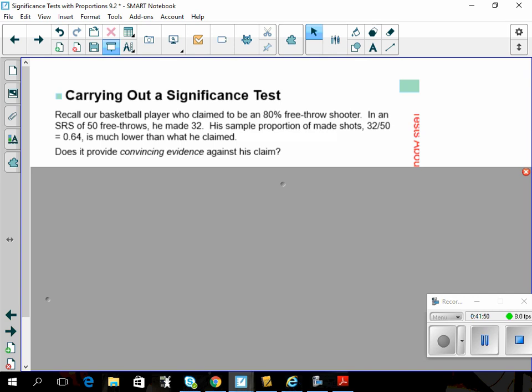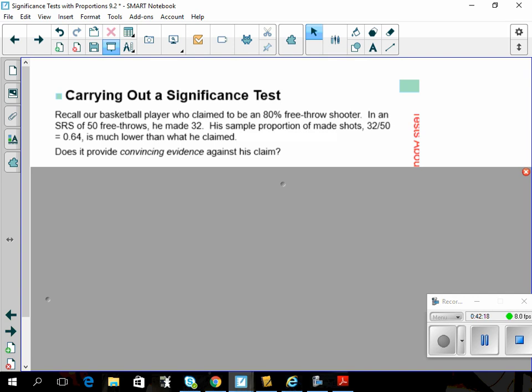Can you actually tell me what a P is? What the parameter of interest is? In this case, it's P, right? Not P hat. P hat is not a parameter. So you better not say that the parameter of interest is 32 over 50, because that's wrong. The parameter of interest is the true proportion of free throws made. Does that make sense?